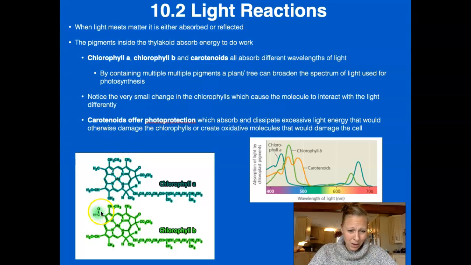And notice how much of a difference there is between chlorophyll A and chlorophyll B. It's just this small molecule over here that is added onto it, that is going to change the way in which it can absorb light. And carotenoids offer photoprotection. So they are within the thylakoid membrane, and they can absorb energy that would otherwise hurt the chlorophyll or negatively impact it. And they can also collect energy from different wavelengths and pass that on to the chlorophylls. So they are very important. Actually, they're also very important in our diet. We need carotenoids to survive.